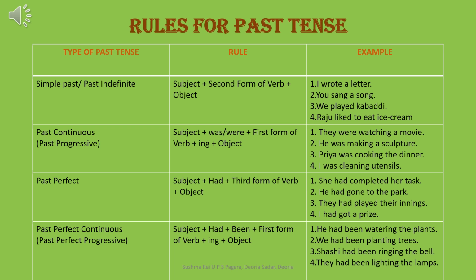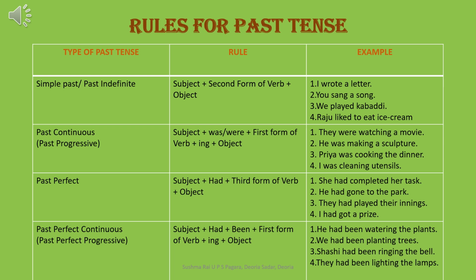Rule for writing a sentence in past continuous tenses: subject plus was or were plus first form of the verb plus ing plus object. Examples are: they were watching a movie. He was making a sculpture. Priya was cooking the dinner. I was cleaning utensils.